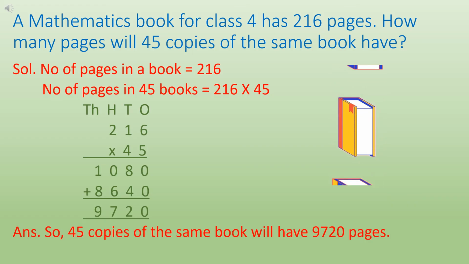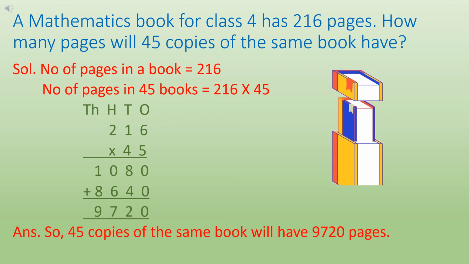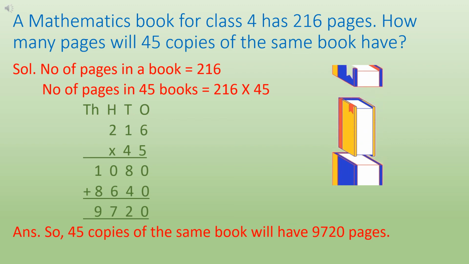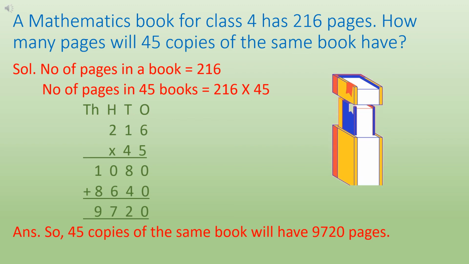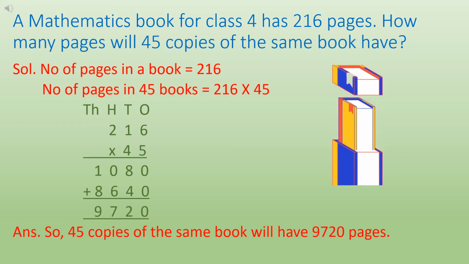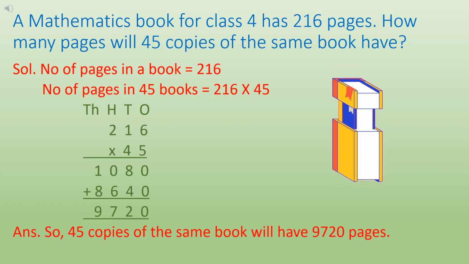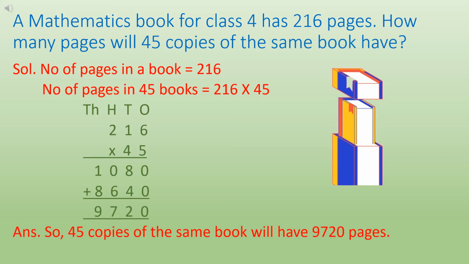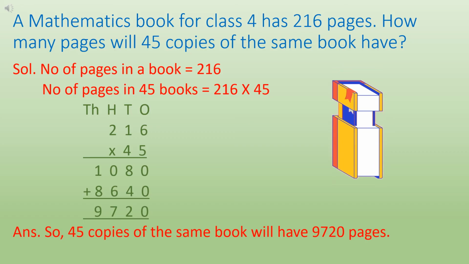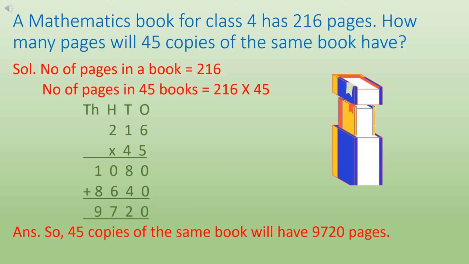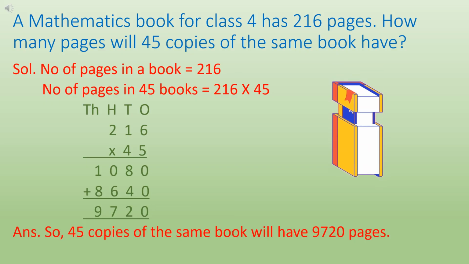In thousands place, we have 1 and 8. 1 plus 8 is 9. So our final answer is 9720. And how will we write this answer? So 45 copies of the same book will have 9720 pages.